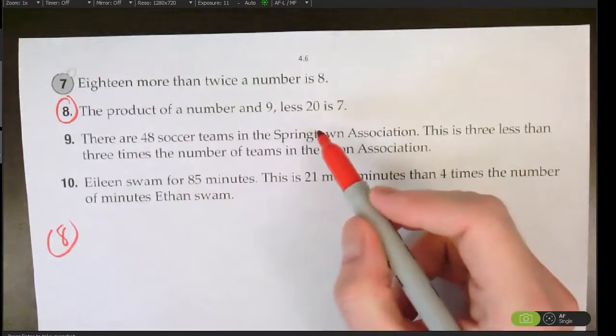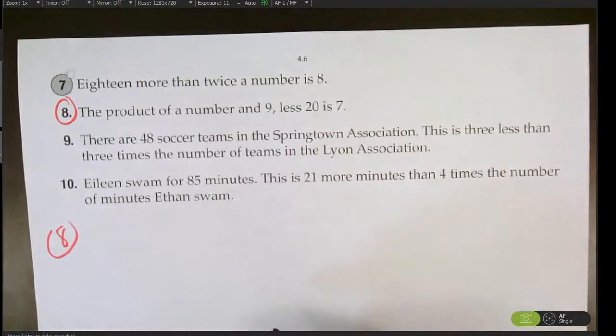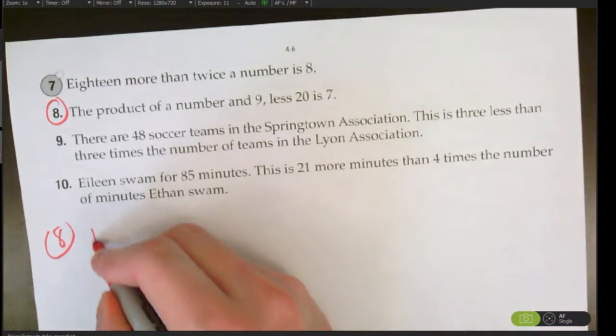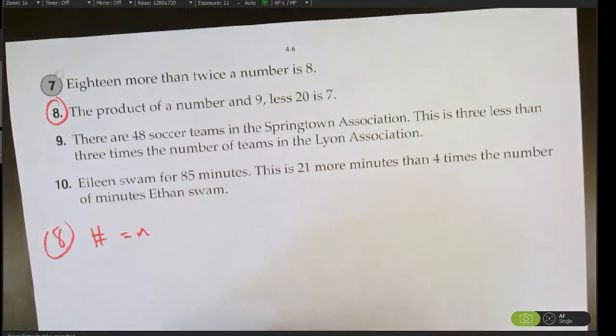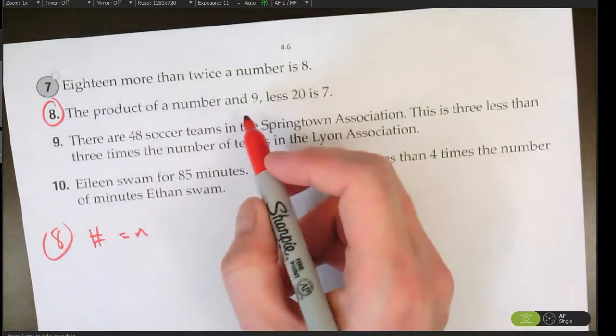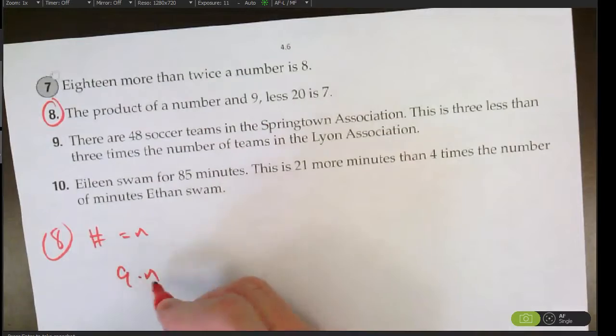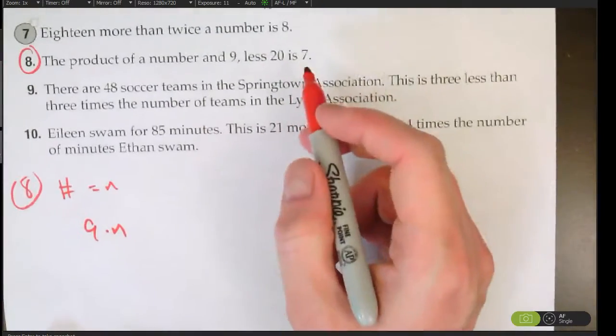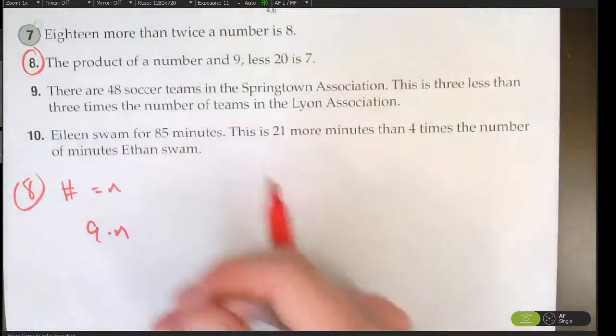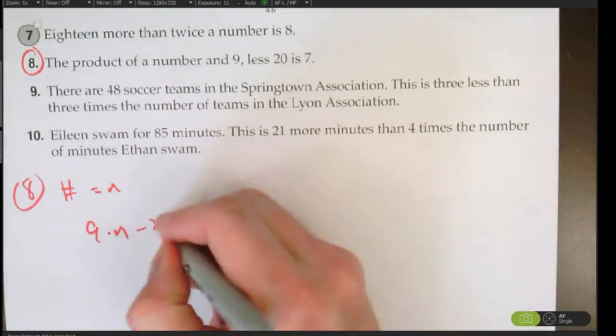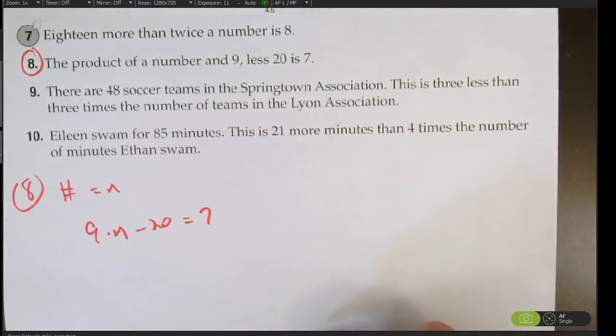The product of a number and 9 less 20 is 7. So we need to come up with a number first. We're going to say the number is n. The product of a number and 9 means 9 times n. But then it's less 20. That means take away. If you have less than it, you're taking it away. So minus 20 equals 7.